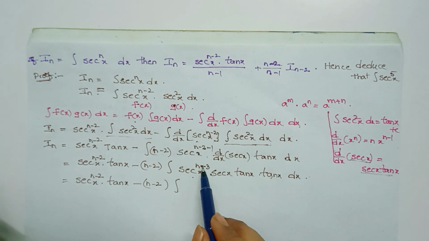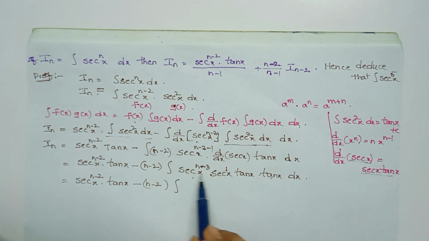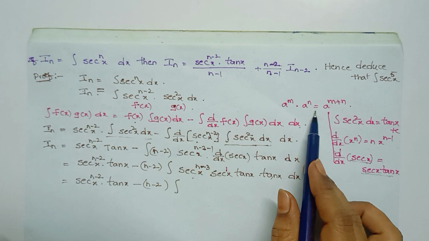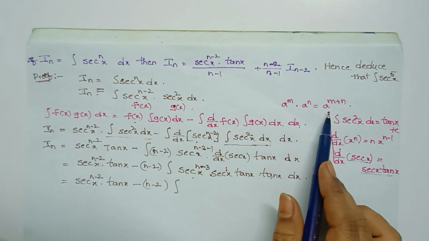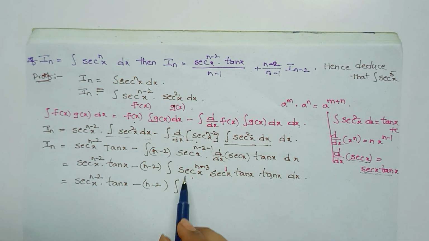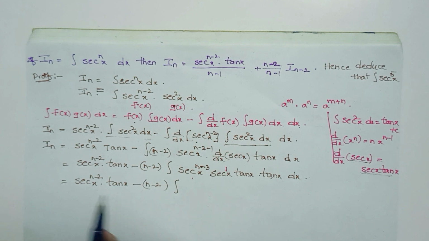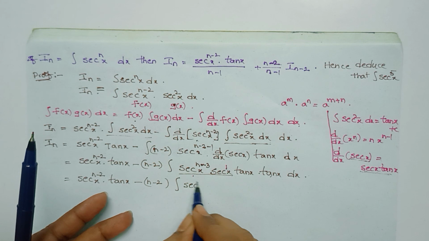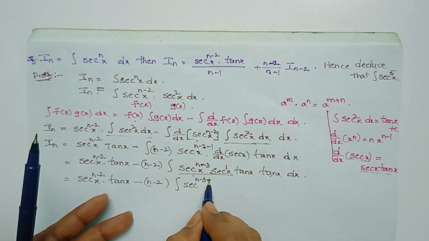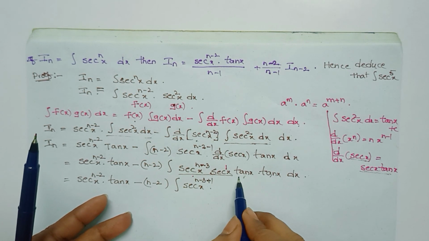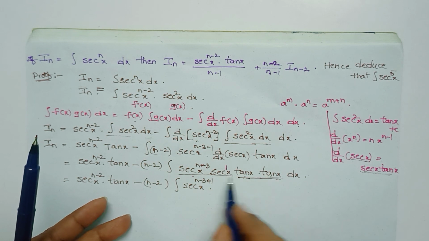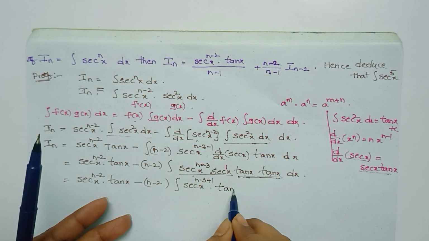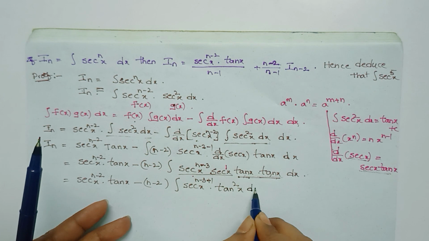come here. This is in the form of a power m into a power n, which is a power m plus n. So secant power n minus 3 plus 1 dx into tan x into tan x. Okay? Tan x into tan x is tan square x dx.